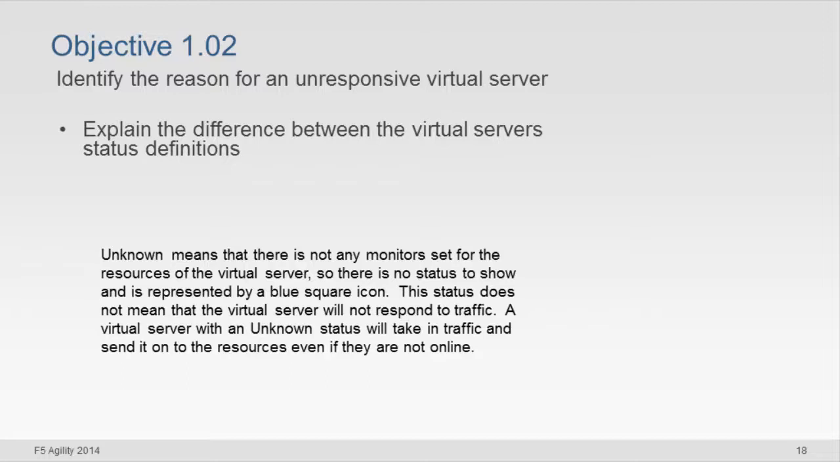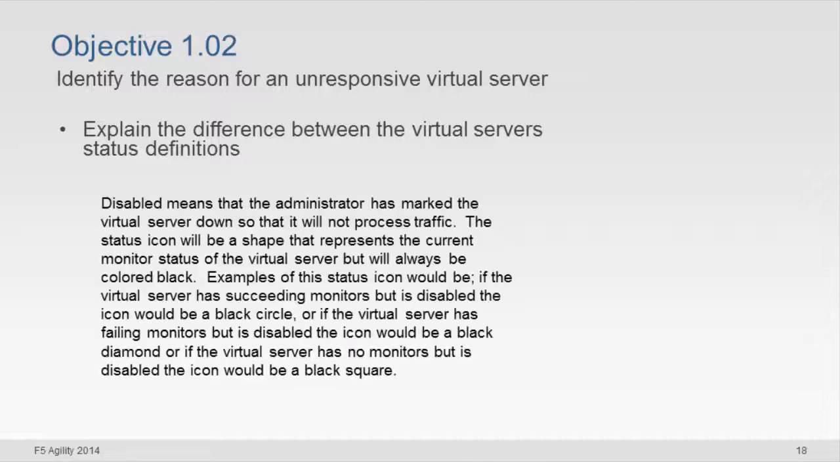Unknown means that there's not any monitor set for the resource. So there's no monitor set. Status doesn't mean that the virtual server won't respond to traffic, because it will respond to traffic. It's just that right now the resources aren't known if they're online or not, and that's represented by a blue square. And disabled means that the administrator has marked that virtual server or resource down inside the configuration. And the status icon will be the shape that represents the current monitoring status, but will always be colored black because the administrator has marked it down.